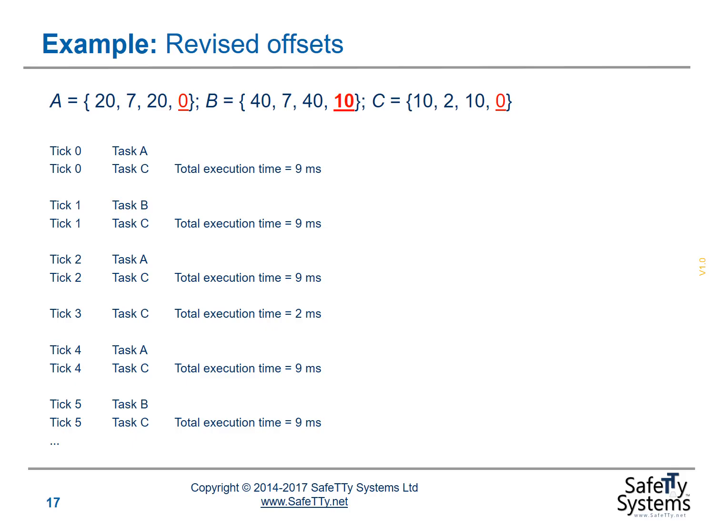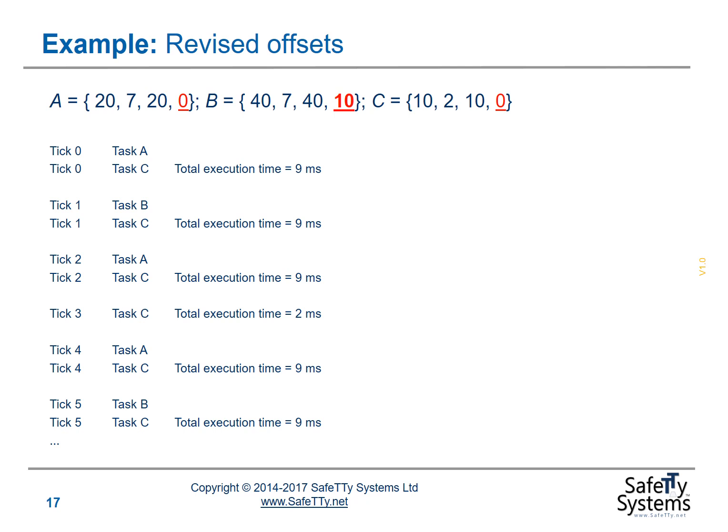So now we've spread out the task executions more evenly over the tick list, so that in tick 0, because of the offset value, task A and task C run. In tick 1, task B and task C run. In tick 2, task A and task C run again. In tick 3, task C runs. And we head on from there.